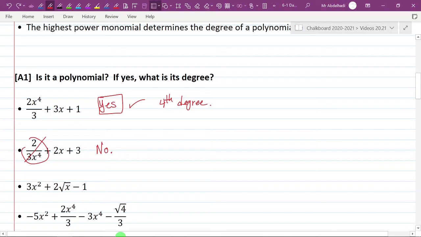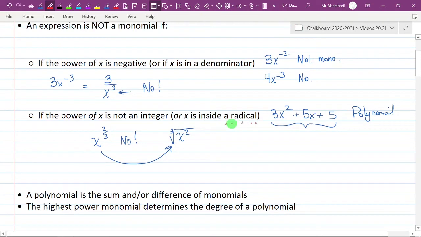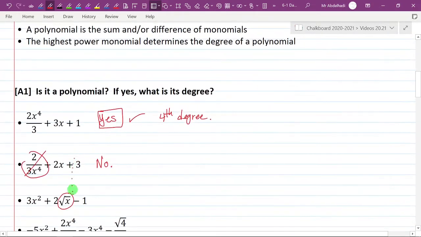How about this next one here? 3x to the 2nd power. That's good. 2 times the square root of x. Now this is an x inside of a radical, just like we said up here, x inside of a radical. And what we're going to learn in chapter 7 is that that is the same thing as having x to the power of 1/2. And once again, no good. That's not a polynomial because this middle term here is not a monomial, so this is a no.